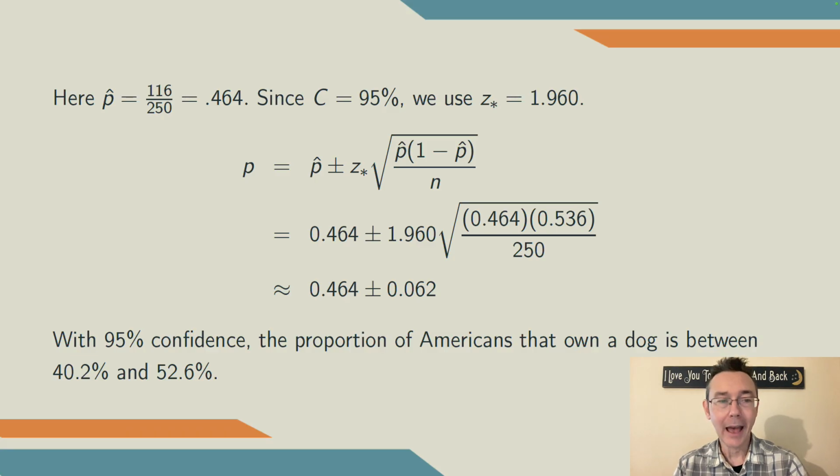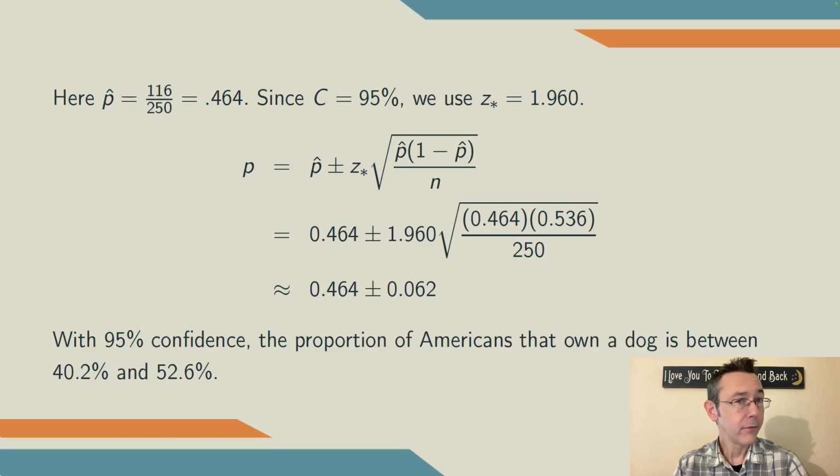So in this case, p hat is 116 divided by 250, or 46.4%. So the total number of successes, the total number of people that do own dogs, divided by the total number of trials. We are going to use z star is 1.960 because we have a confidence level of 95%. So I'm plugging in that p hat, I'm plugging in that z star, I'm plugging in n equals 250. Simplifying with a little bit of arithmetic, ultimately I get 0.464 plus or minus 0.062.